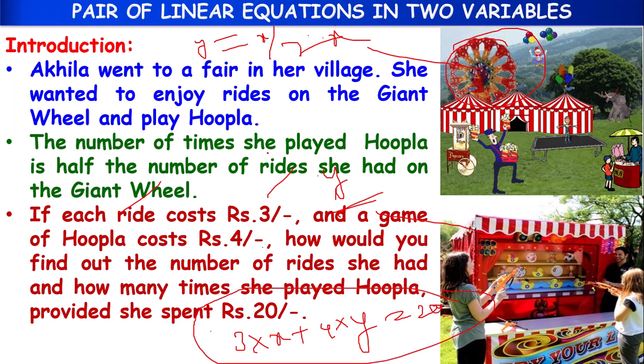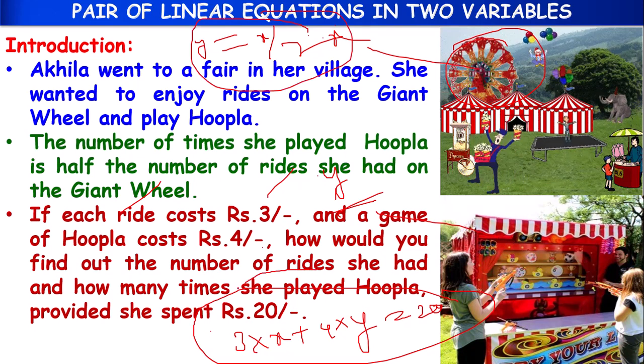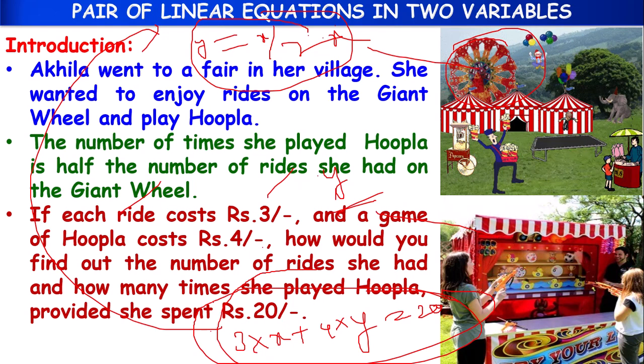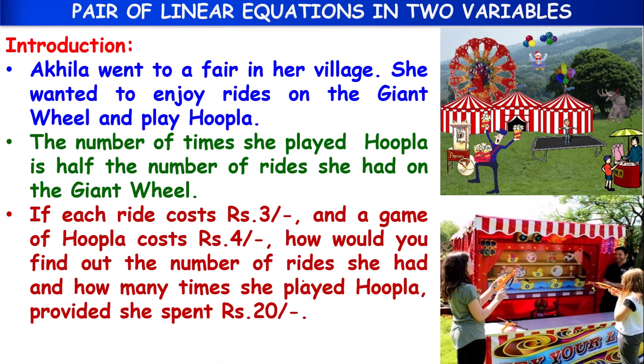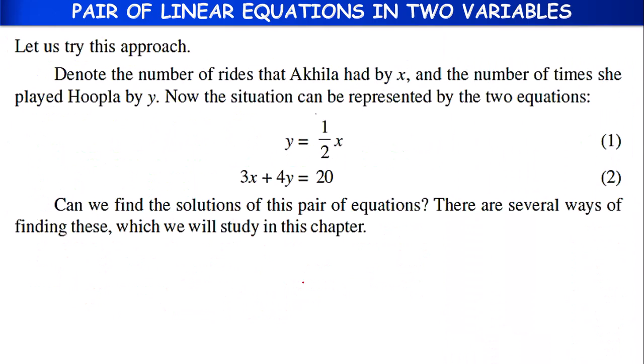So we have two equations: y equals x by 2 and 3x plus 4y equals 20. If we solve these two equations, we will get the values of x and y. So y equals half x, and 3x plus 4y equals 20. If we solve these two, we will get the answer.